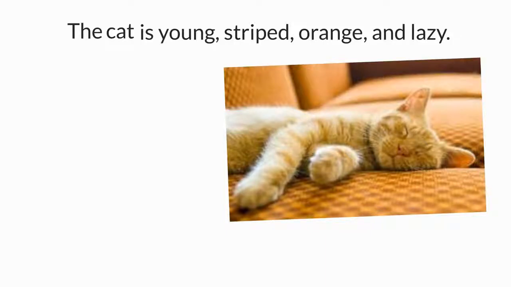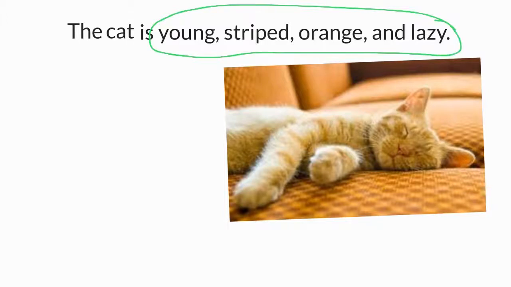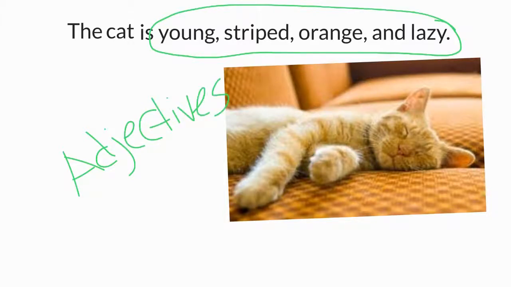I am wondering, what are all of these words? Young, striped, orange, and lazy. Hopefully you guessed that these are adjectives. These are words that describe a noun. And in this example, all of these adjectives are describing, you guessed it, the cat.